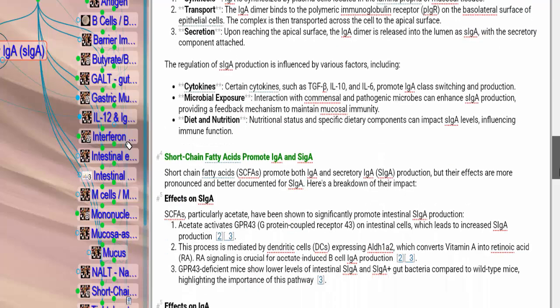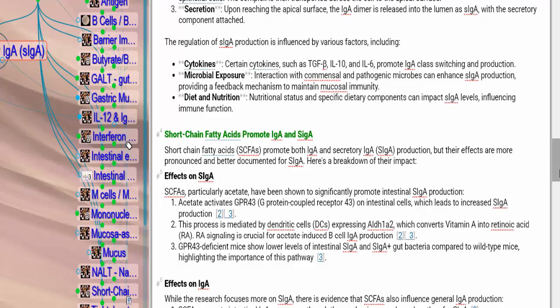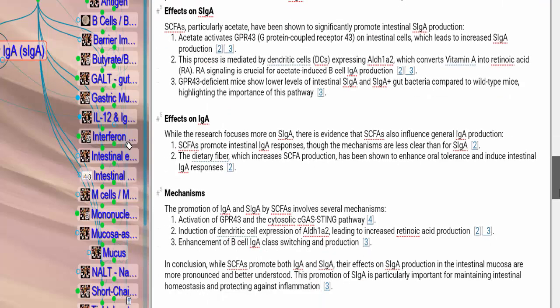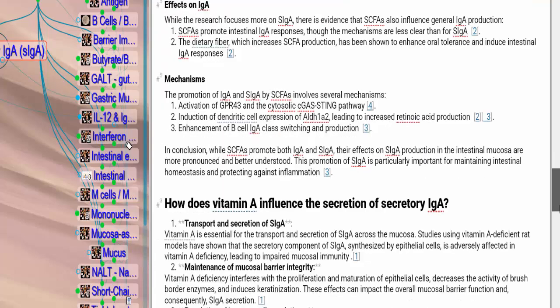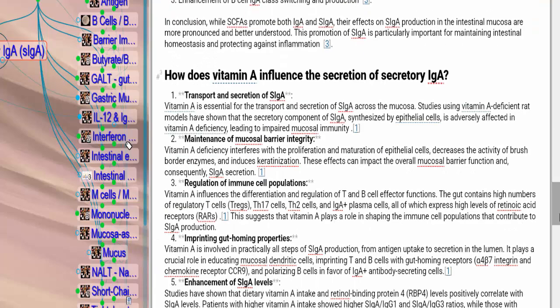I'm going to scroll down to this part, short-chain fatty acids. Short-chain fatty acids are one of our tiles, and they promote both immunoglobulin A and secretory immunoglobulin A, both of them. And so let's see what else we want to talk about today. You can learn about the mechanisms and all that. We get back to vitamin A again. So remember, vitamin A is the vitamin for the mucosal immune system, and it influences the secretion of the secretory IgA in a lot of ways.